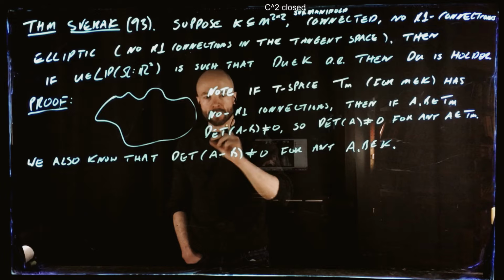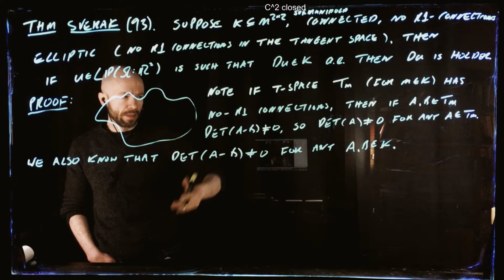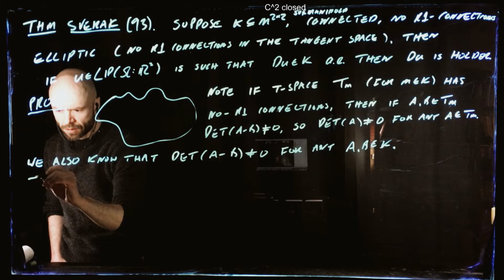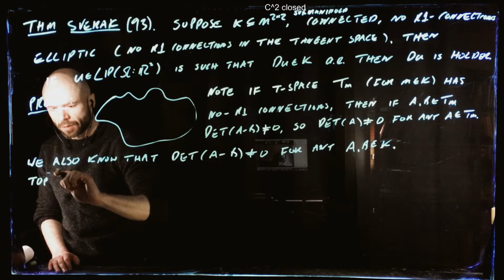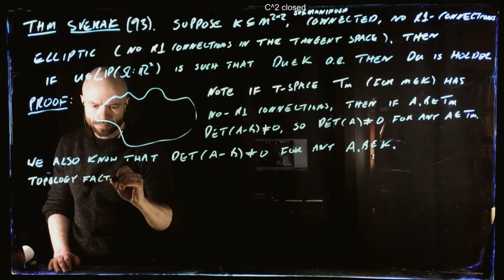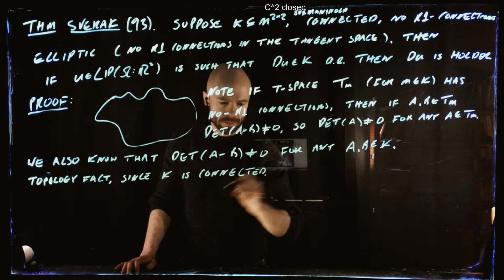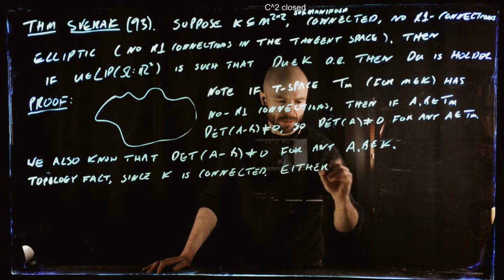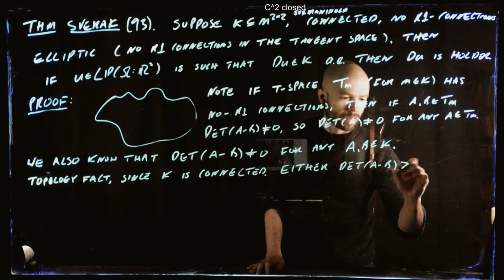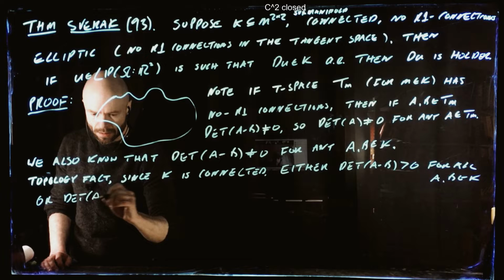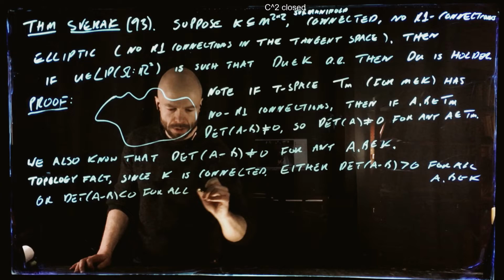And that's something that, I guess Hyogo and Sasanka are going to talk about, because that's also part of the theorem that they're going to prove. So, topological fact. Since K is connected, we have that either the determinant of A minus B is bigger than zero for all A, B belonging to K, or the determinant of A minus B is less than zero for all A, B belonging to K. Yeah?